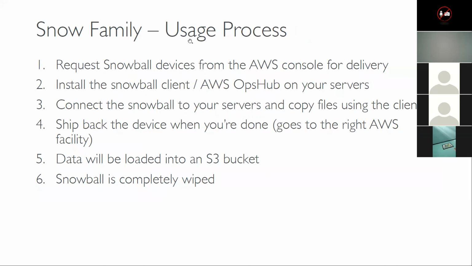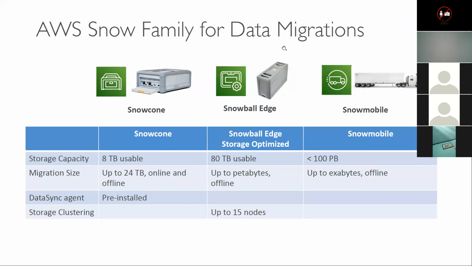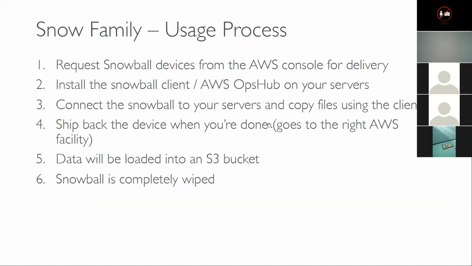So, Snow family usage process. First, you have to request a Snowball. You call AWS, hey, I have 100 petabytes worth of family pictures. So they will tell you to install the Snowball client on your computer, and then AWS Ops Hub on your server. Then connect the Snowball to the server and copy the files. And then ship the device back when you're done. Data will be loaded into an S3 bucket. Then the Snowball is completely wiped. They will format it again. A simple process.